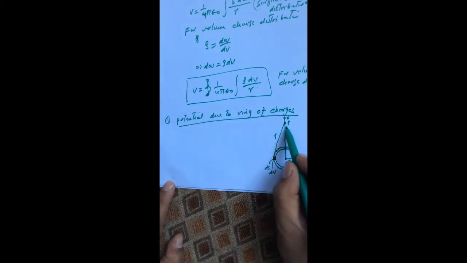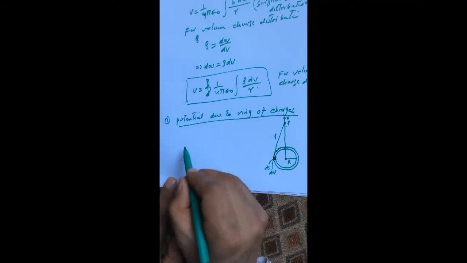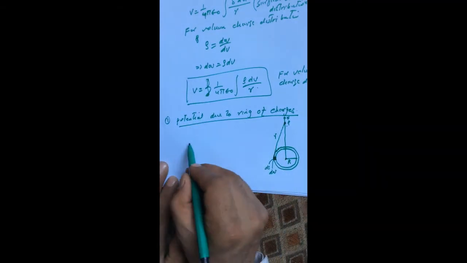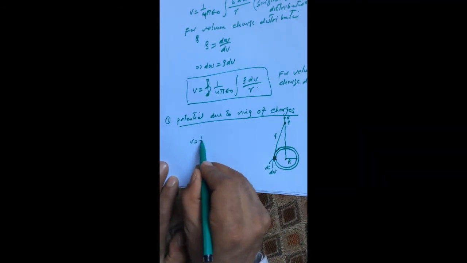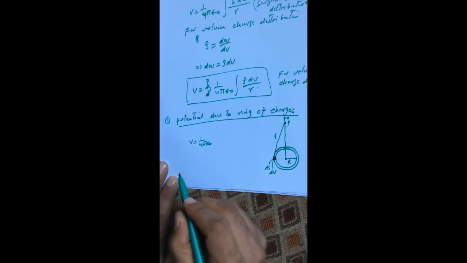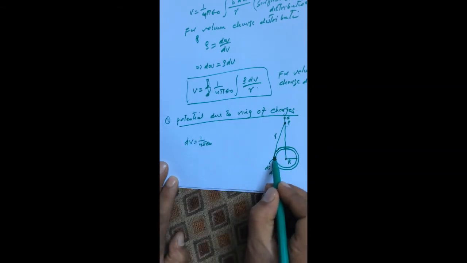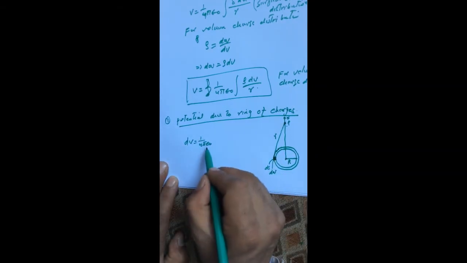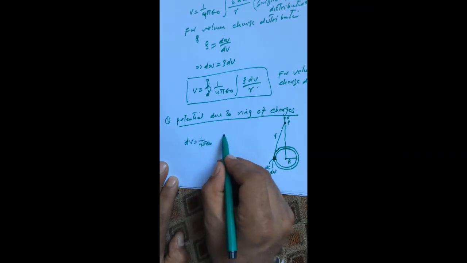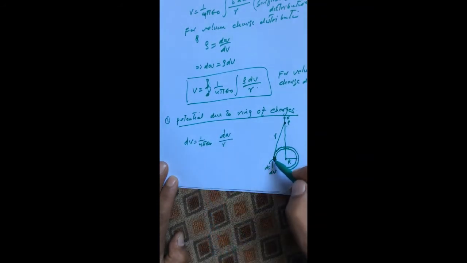Now the potential at point P due to this charge element with charge dq and length ds is given by, we already did it before, dV is equal to 1 over 4 pi epsilon naught dq over r, because the distance from this length element to this point P is r.